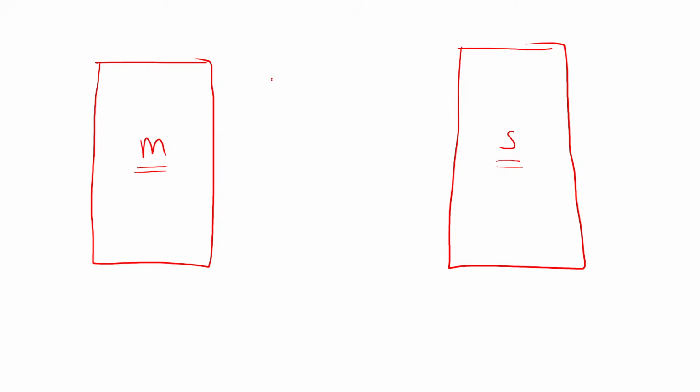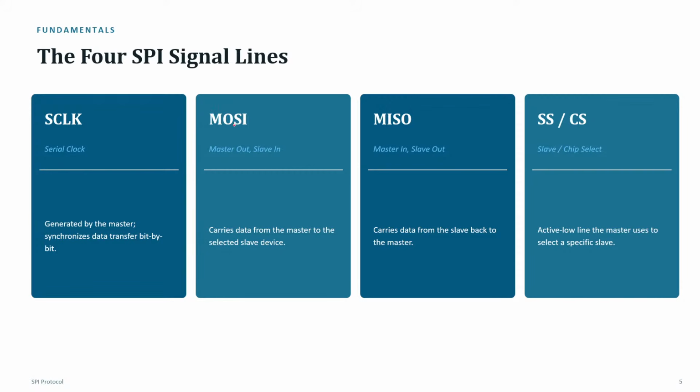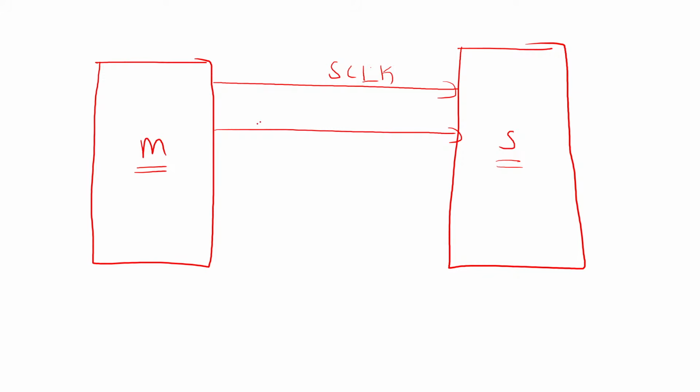So whoever is configured as master, they are first of all going to send the clock, and next we are going to send the data. All the data which we are going to send will be synchronized with my clock, and I'm going to have something known as MOSI. MOSI is nothing but master out slave in. That means whatever data I'm going to send from master will be carried out using this line, which is MOSI. And this is a serial line, that means you're going to send only one bit per clock.